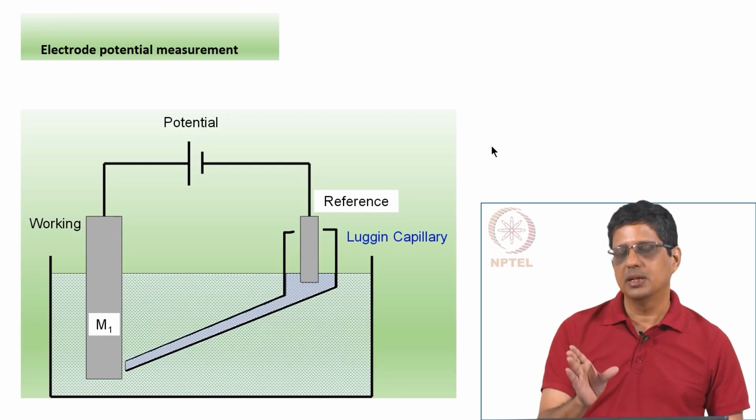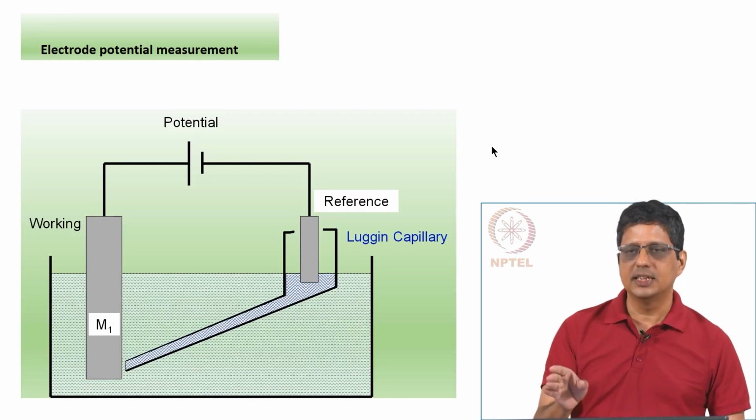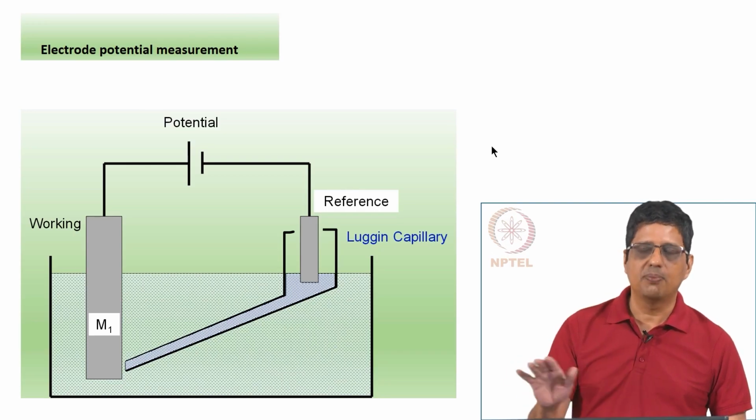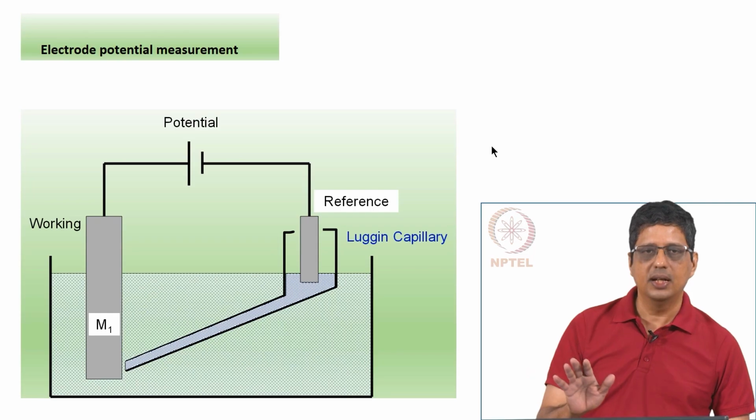So, if you do an experiment at 1 volt with respect to Ag/AgCl, to do the same experiment with another reference electrode, you have to apply a constant offset. These are available in literature.